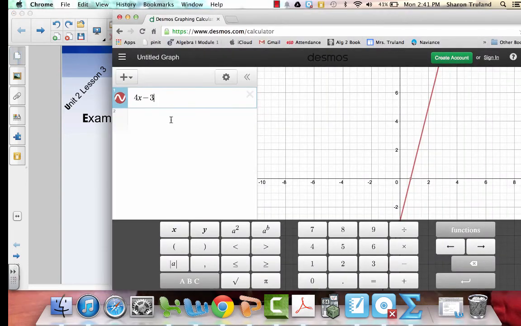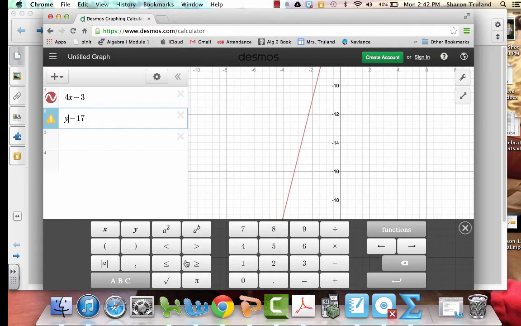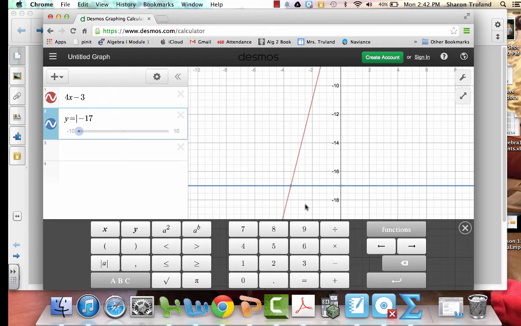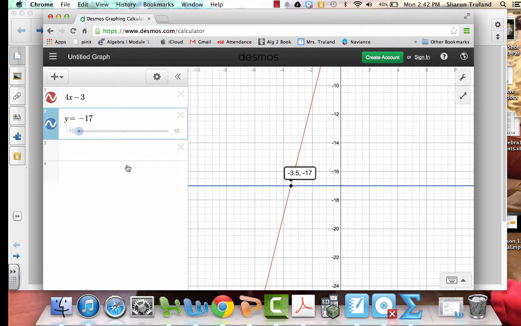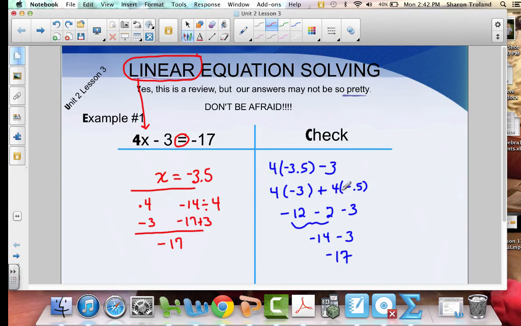Well, I'm going to look at these as two totally different equations. See what happened there? When I typed in y equals negative 17 and 4x minus 3, this is what I got. This is the line negative 17, and this is the line 4x minus 3, and they cross right here when the x value is negative 3.5. Hey, isn't that what we got for an answer right here? X is negative 3.5.